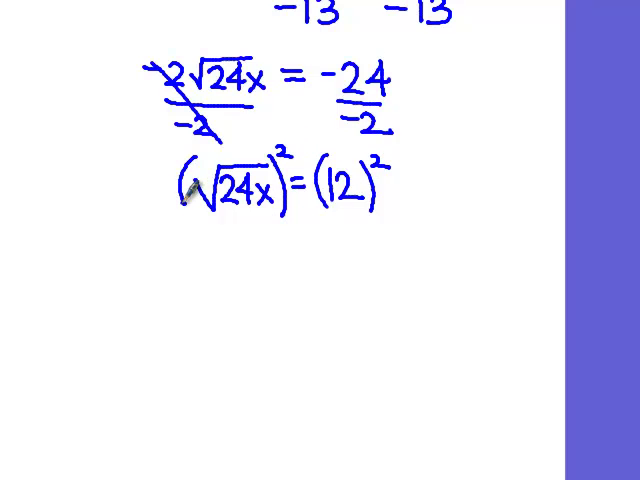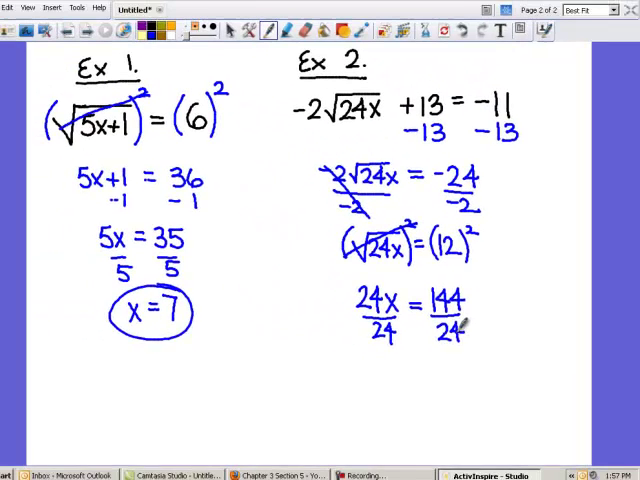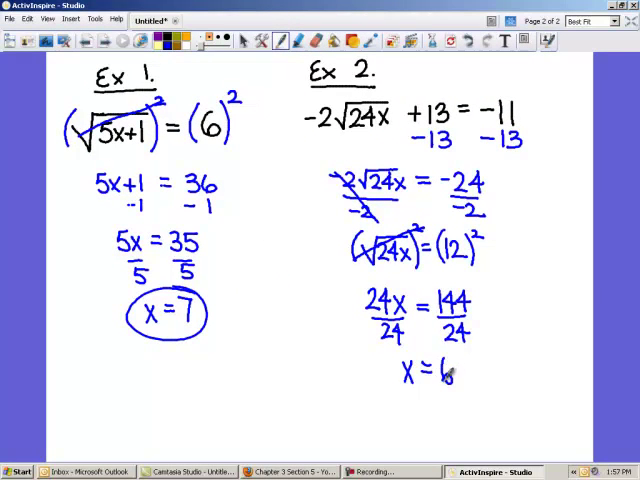When that happens, it cancels, and we're left with what's underneath. And 12 squared is 144. Now we just divide both sides by 24. And when you do that, you get 6.